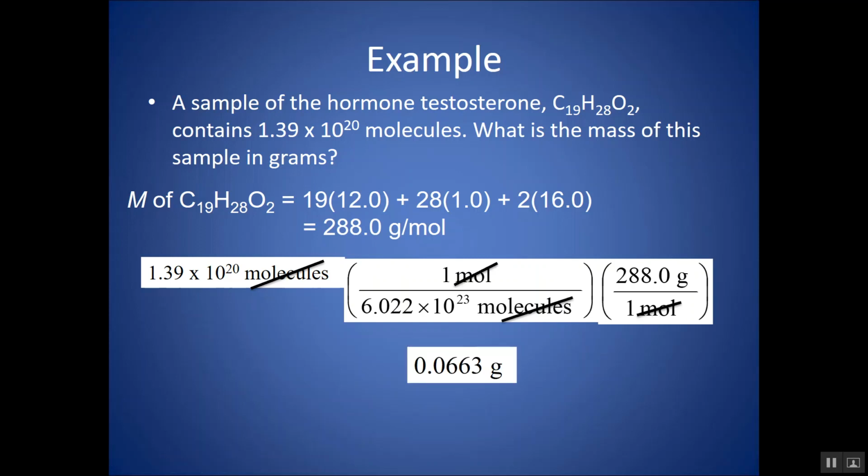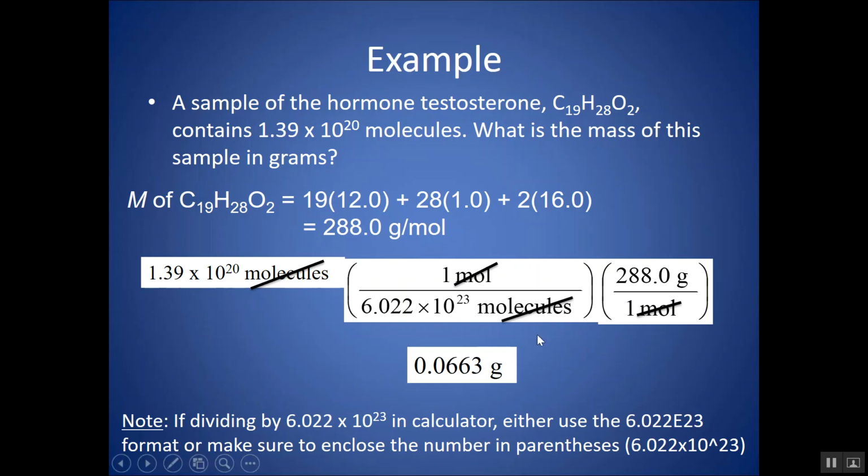As a reminder, when you're doing this in your calculator, if you're dividing by 6.022 times 10 to the 23rd, you've either got to enclose that entire number in parentheses: divide by, start parentheses, 6.022 times 10 to the 23, end parenthesis. Or if you don't want to deal with parentheses, enter that number in as 6.022E23, which you get that E by pressing second and comma, to bypass the parentheses.